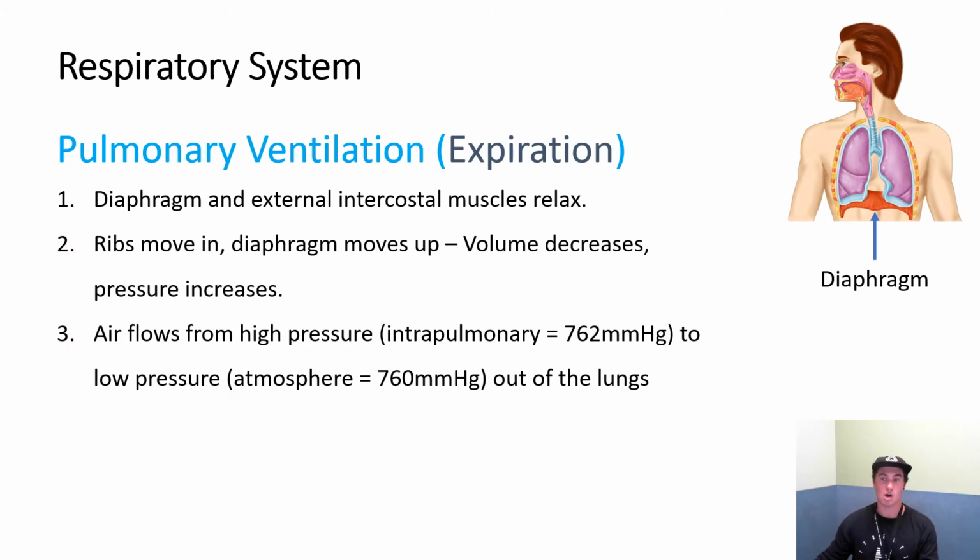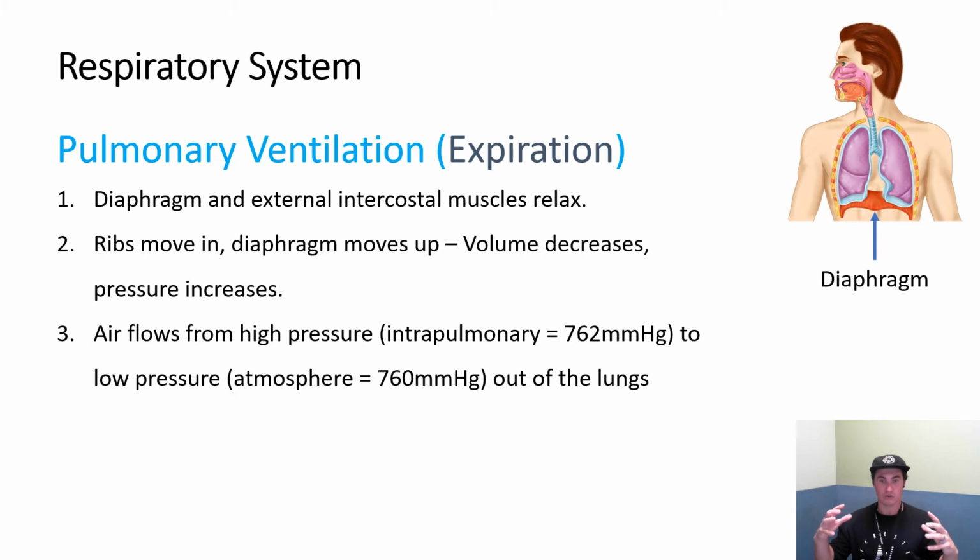Expiration is exactly the opposite. So for air to come out of our lungs into the outside environment, we need to increase the pressure internally so that it becomes higher than what is outside. So when you relax a muscle, it'll come back to close to its resting state. So your diaphragm is now contracted and flat. When you relax, it starts to lift up back to where it was.